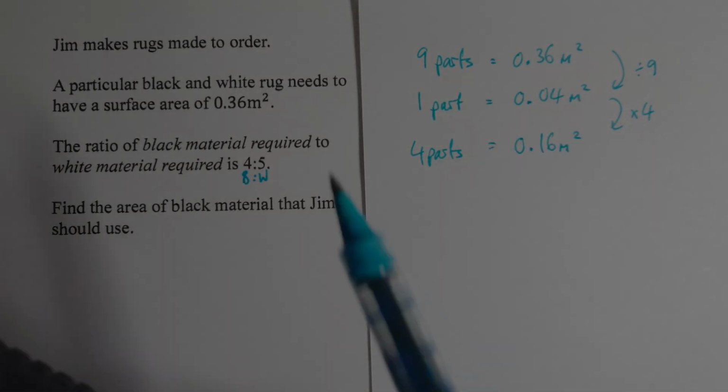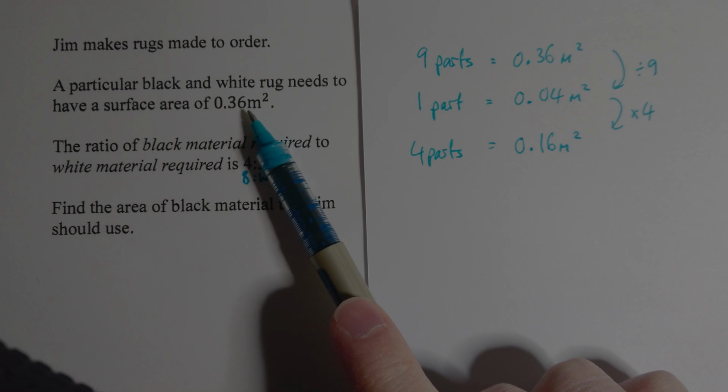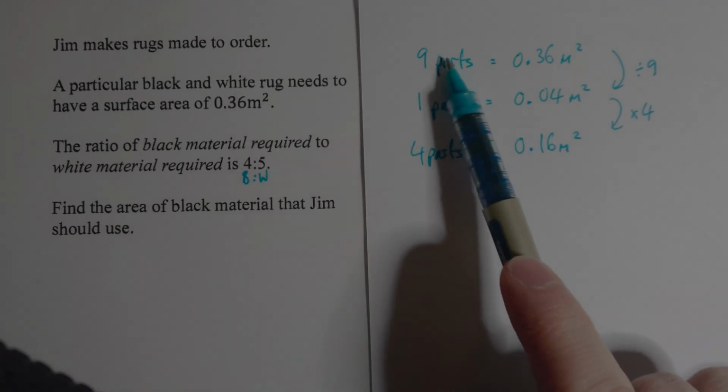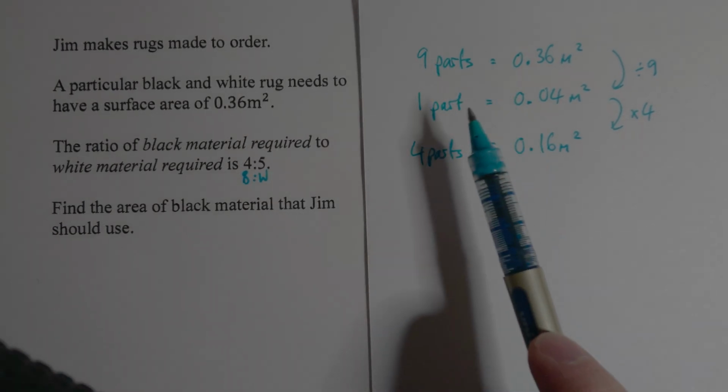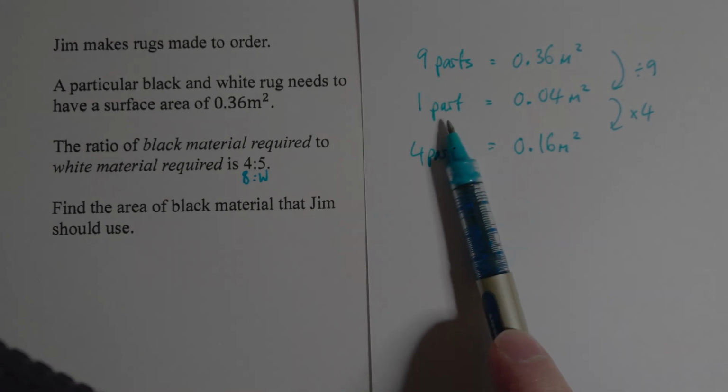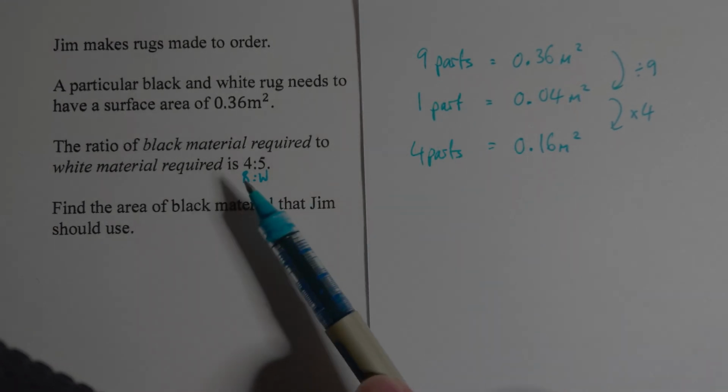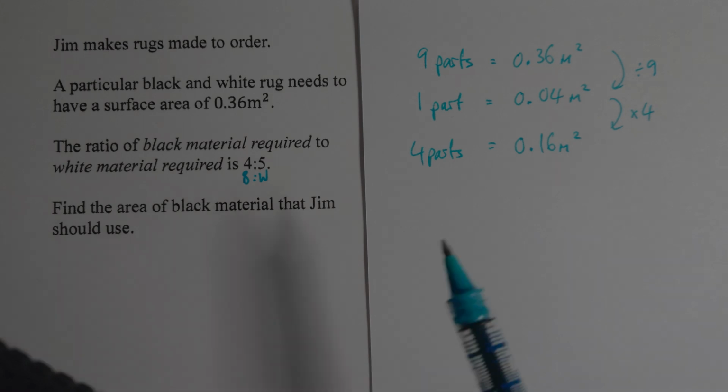So some of those important numbers, you've got 0.36 is the total area of the rug. So that's all 9 parts of it. If you divide by 9, you work out what 1 part is worth. But the black is not just 1 part, it's 4 parts. So multiply up by 4 to get the total area there.